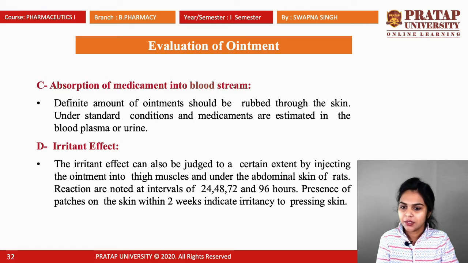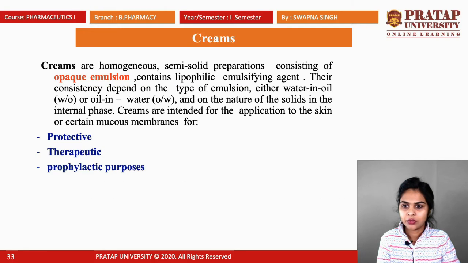Next is irritant effect. Irritant effect can also be judged to a certain extent by injecting ointment into thigh muscles and under the abdominal skin of rats. After that, reactions are noted at intervals of 24 hours, 48 hours, 72 hours and 96 hours. Presence of patches on the skin within 2 weeks indicates the irritancy of the skin. So these are all the evaluation of ointment.